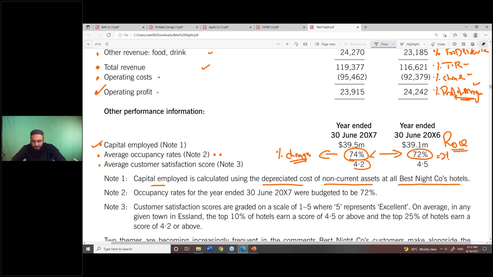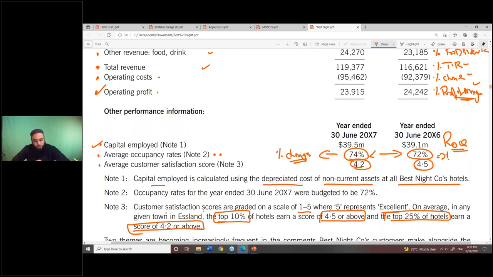These are satisfaction scores, so there's nothing much I can do for the satisfaction scores. It says customer satisfaction scores are graded on a scale of 1-5. 5 represents excellent. On average, in any given town in Eslan, top 10 earns a score of 4.5 or above, and top 25 earns a score of 4.2 or above.